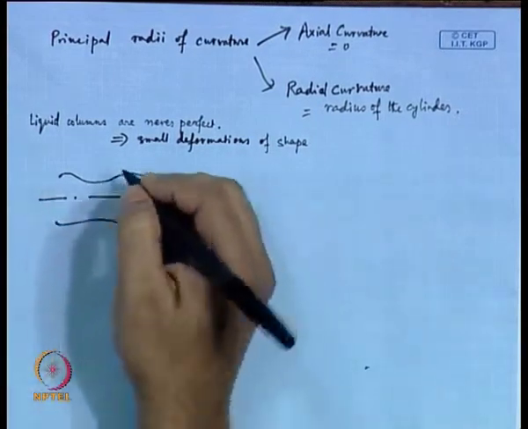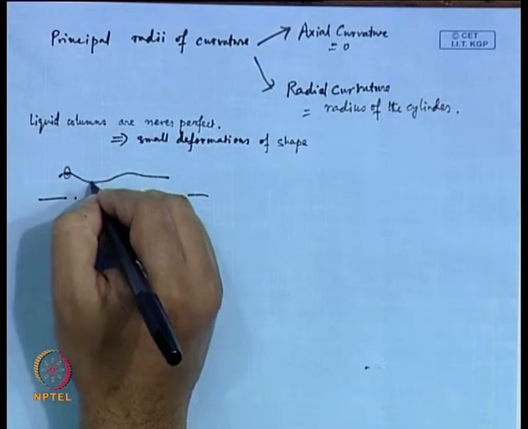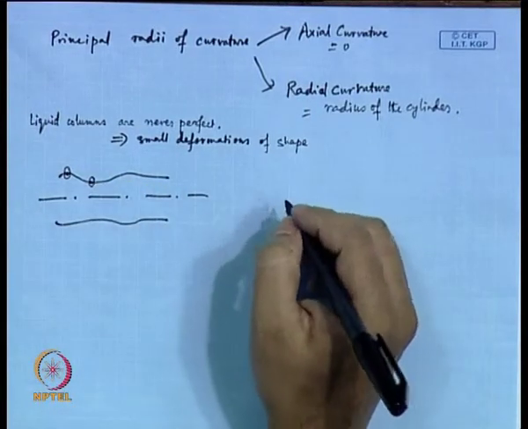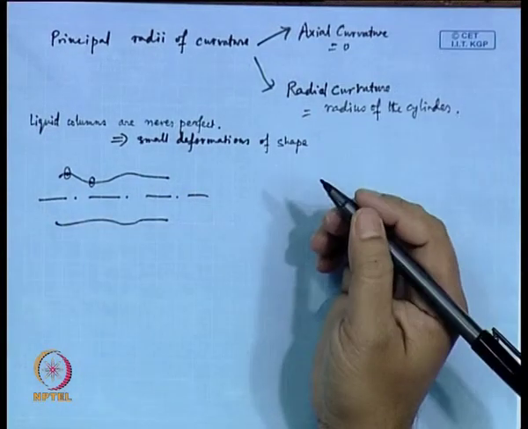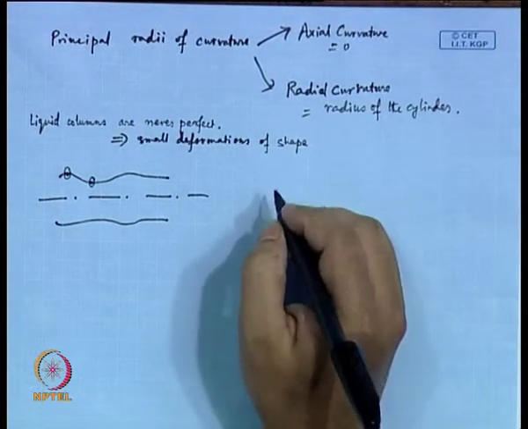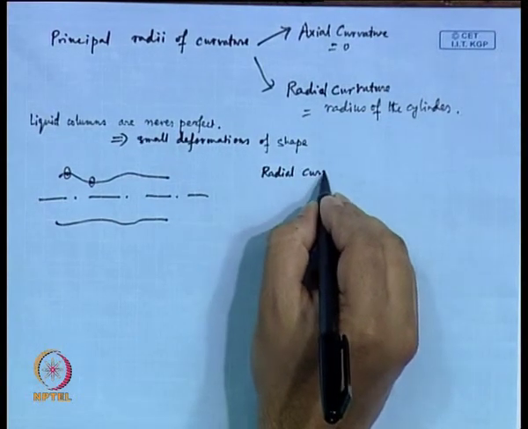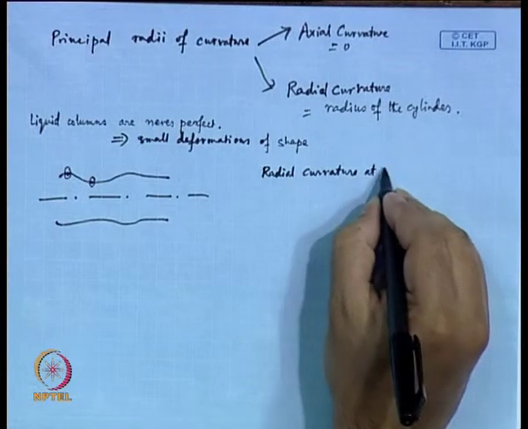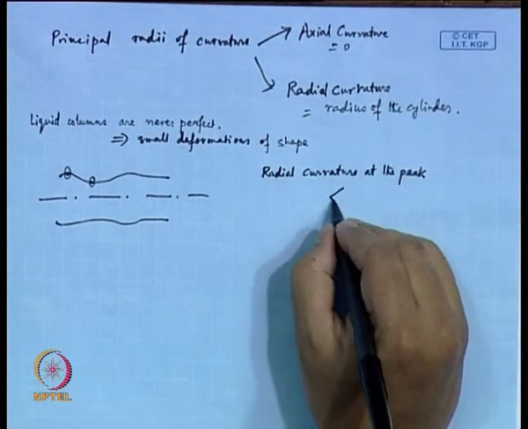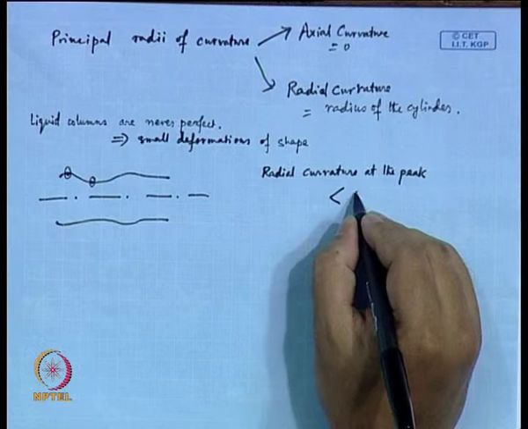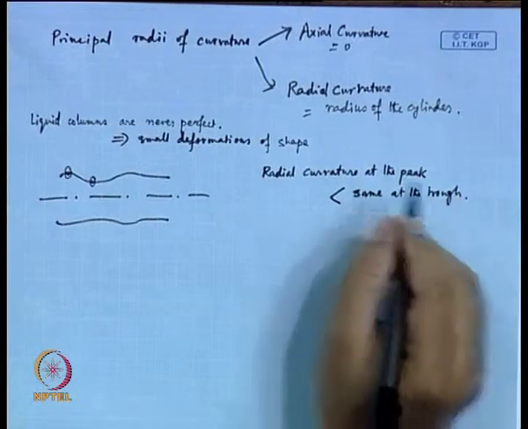So, in that case, if somebody looks at the peak, if this is called a peak and this is called a trough, they will find that in this modulation, the radial curvature at the peak is smaller than the same at the trough. Why is it possible?